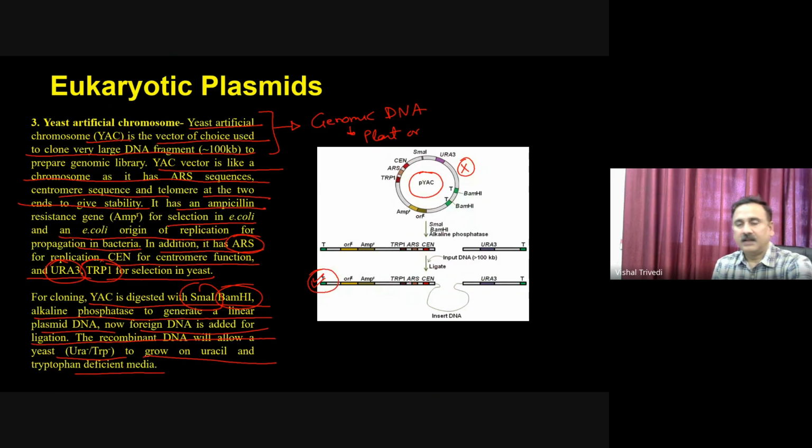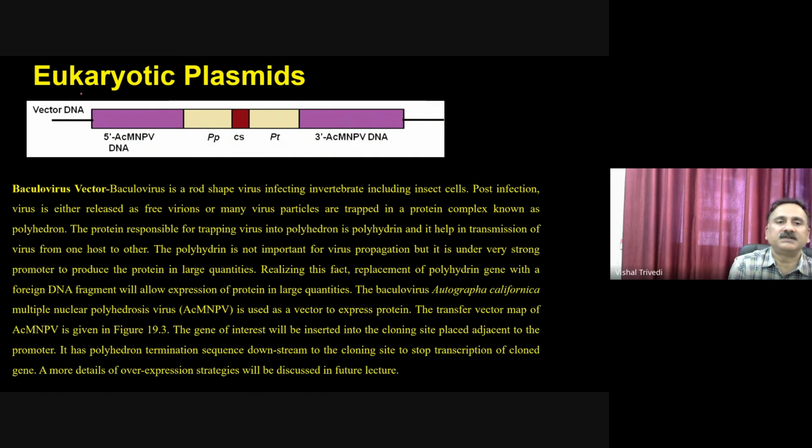Then, talking about another eukaryotic vector, which is called the baculovirus system. The baculovirus is a rod-shaped virus which infects invertebrates, including insect cells, right? So this is the baculovirus system where you have the cloning site, right? In the center you have the cloning site, and then you also have the promoters, and you also have the termination sites, and this whole block is being used. So this is the part of the vector, part of the virus, and you can integrate your foreign DNA into this particular site.